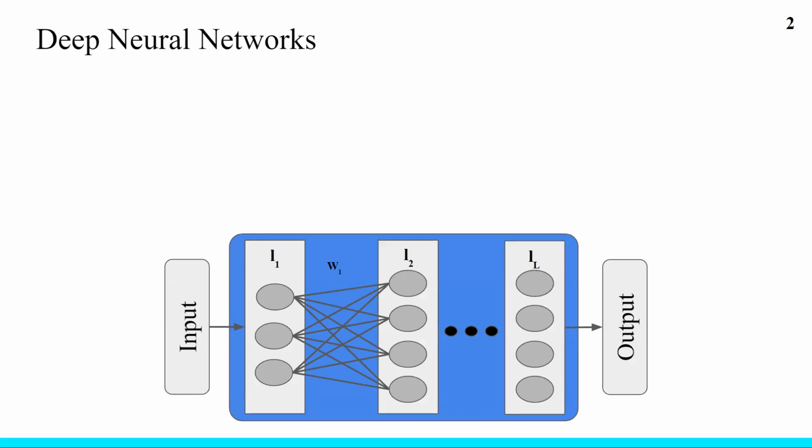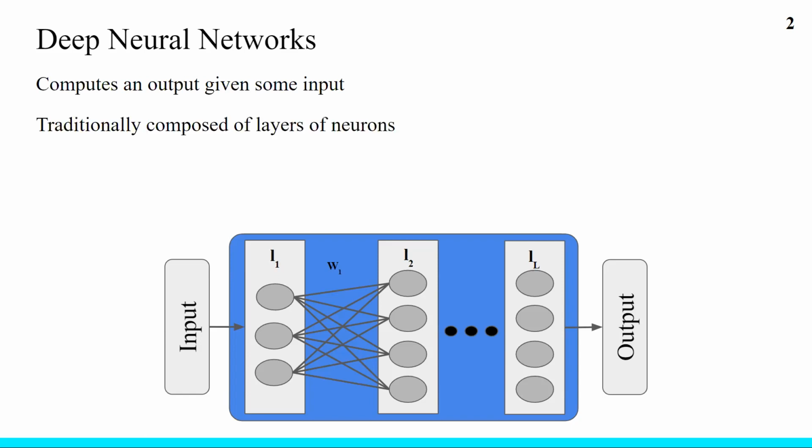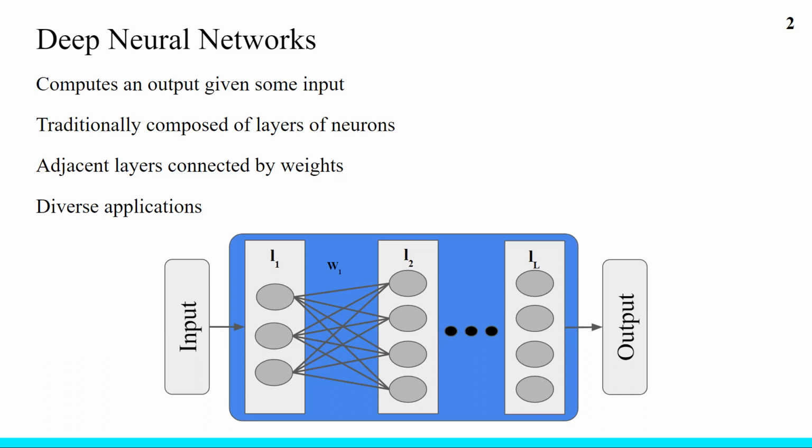So to begin with deep neural networks, they essentially serve as a nonlinear complex function that takes some input and gives an output. Structurally speaking, they're typically composed of layers of neurons or nodes, which you can see here as these circles. And each of these nodes in a given layer are connected with the nodes in the previous and subsequent layers by a set of weights. And by training these weights or tuning them, you can train the network on a diverse set of applications, including things like image classification or natural language processing.